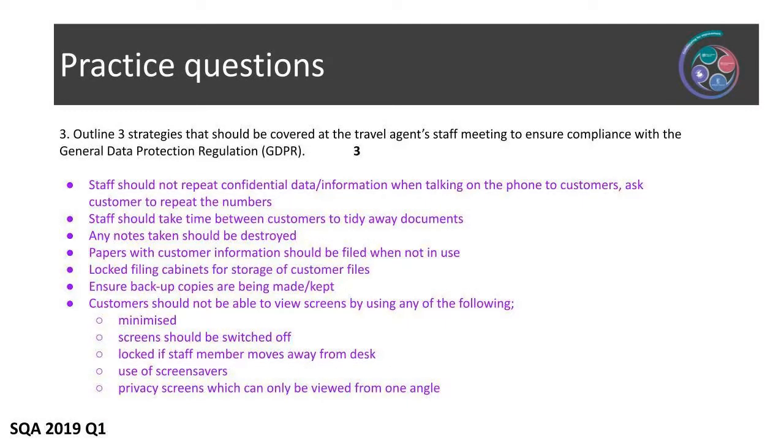Looking to question 3, where we're outlining 3 strategies that should be covered at the travel agent's staff meeting to ensure compliance with the General Data Protection Regulation, of course, GDPR. 3 marks available here. Staff shouldn't be repeating that confidential data or information when talking to customers on a phone. So we know that they were asked to repeat their personal details, including their credit card number. That's a big no-no. We need to also tell staff that they should take time between customers to tidy away any documents, because we know that some information was lying around this travel agent.